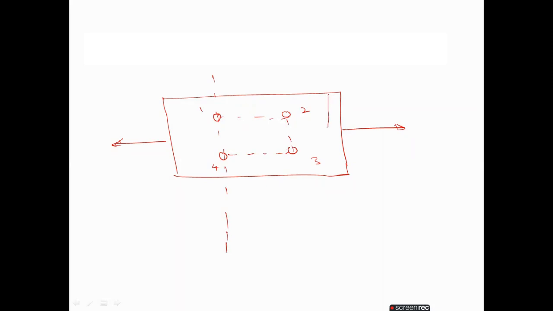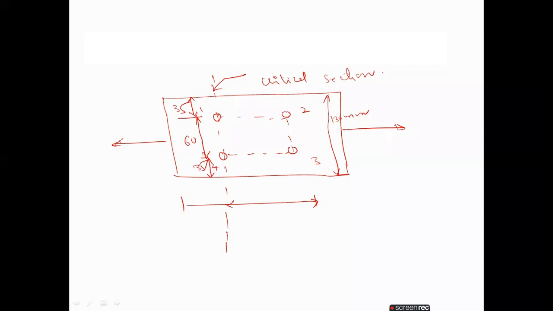Okay. So the plate width they have given is 130 mm. This is the critical section, and these dimensions are 60, 35, 35 mm. Again from here to here this is 35, and the distance is 60. So this is the diagram they have given.